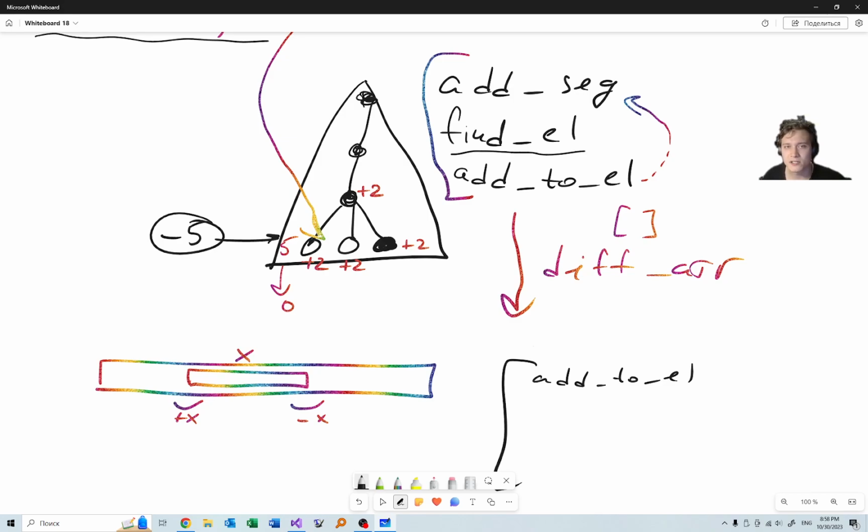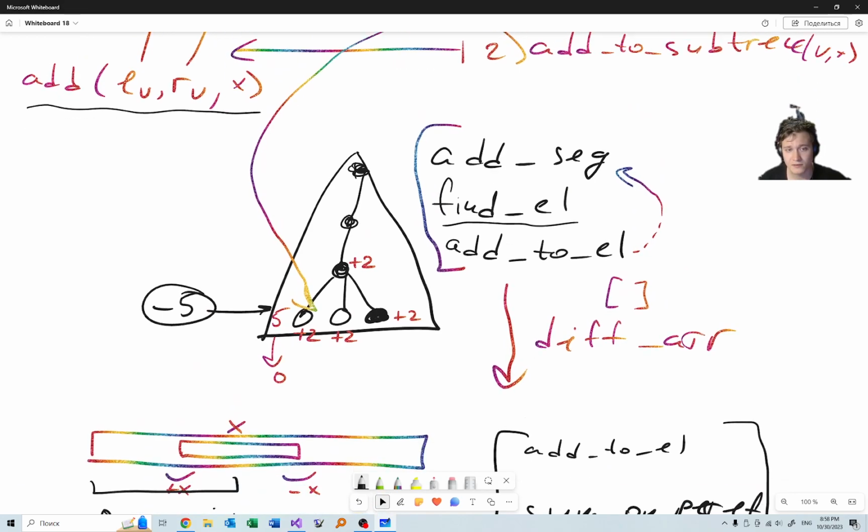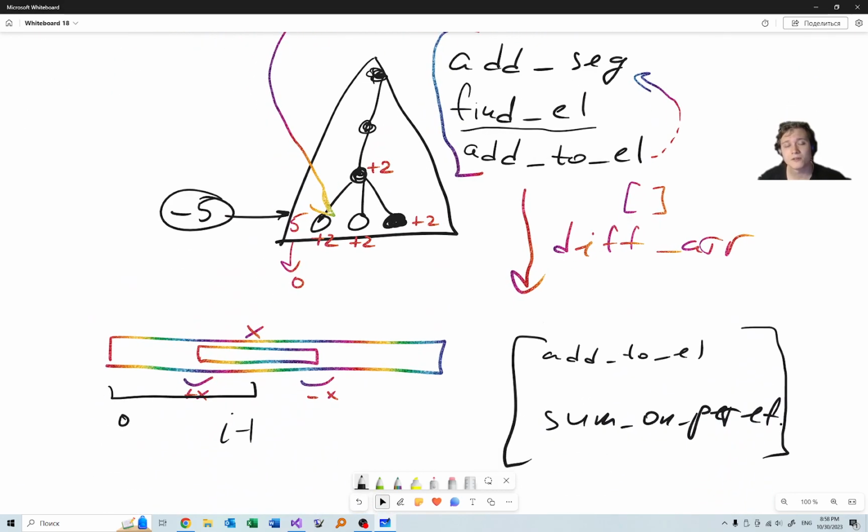Okay, what about this one? Find element. To find the element, you just need to sum up all elements of difference array from 0th to i-1st. So sum on prefix. This is what you need. Or sum on segment, I don't care. And this can be done even with a Fenwick tree. You just don't need a segment tree, you will need only a Fenwick tree. So you do it, and you get your answer.